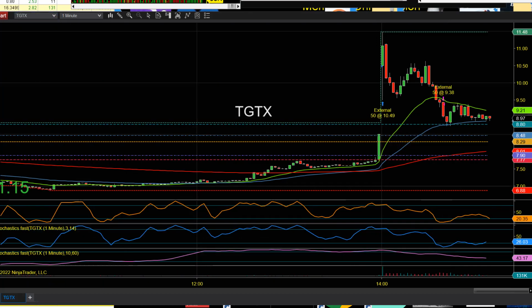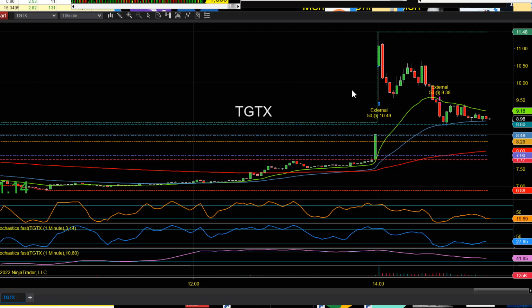TGTX. So I had an order in to buy at market at open, basically. I wanted to see if this was going to run. I only got 50 shares. Got in at 10:49. I wasn't even in front of it when it happened, so I was running around. And I got in here and said, all right, it's gone up. I was watching. It was 11:50, and then it started coming back down.